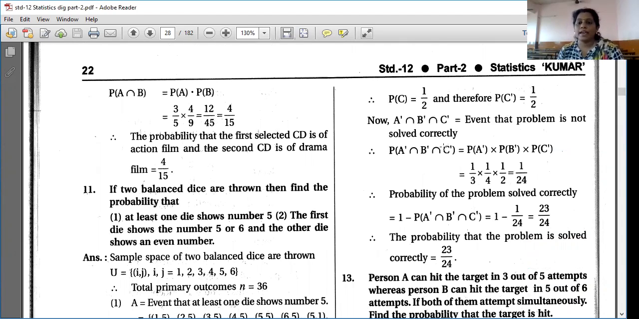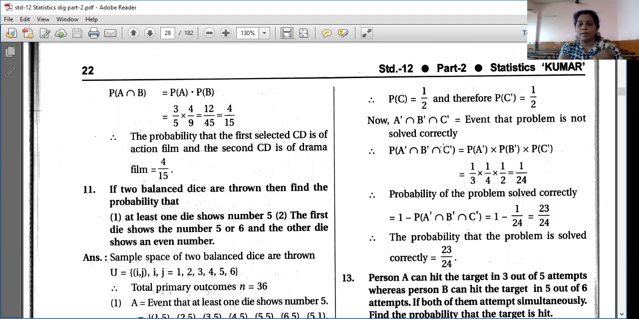Now what we have to see is A dash intersection B dash intersection C dash, that is, the problem is not solved correctly. What is the formula? P of A dash intersection B dash intersection C dash is P of A dash into P of B dash into P of C dash. That is 1 by 3 into 1 by 4 into 1 by 2, that is 1 by 24.